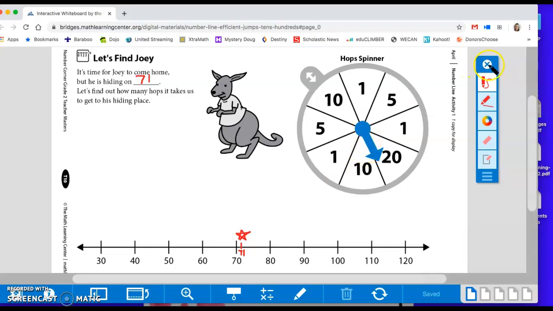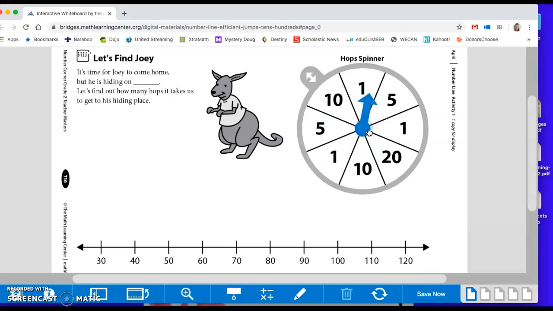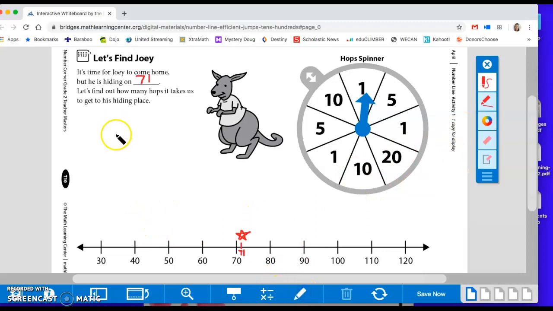I'm going to take time here to spin the spinner, and we're going to start on the number 30 and see how many hops we get to hop. All right, so paper and pencil out, please. Let's write an equation. If we start at 30 on our number line, and I just spun the number 1, 30 plus 1, where are we now on our number line?